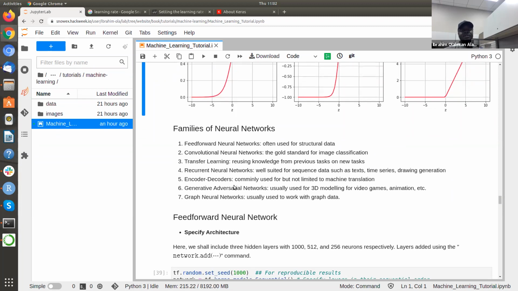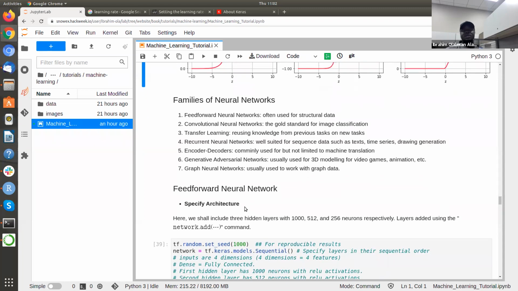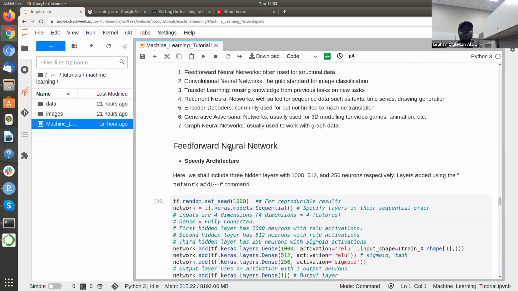So we also have the recurrent neural networks, which is well suited for text analysis or time series, or when you want to do some drawing generation. We have the encoder, decoder, which is commonly used for machine translations in cases that you pass in English and then it gives you the translation in other languages. We have the GAN models, which is always used for 3D modeling. And then you have the graph neural networks, which is commonly used to work with graph data sets. So in this tutorial, we are focusing on feed-forward neural networks. And then here we go.